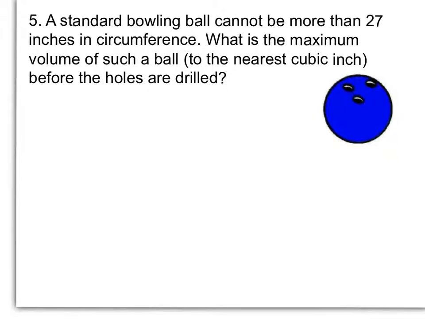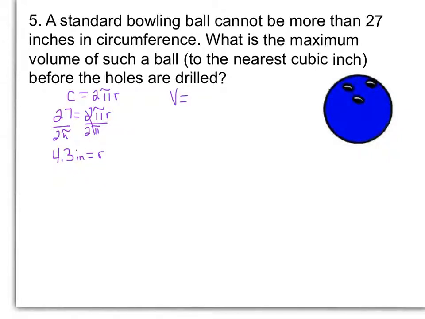In number 5, it says a standard bowling ball cannot be more than 27 inches in circumference. What is the maximum volume of such a ball to the nearest cubic inch before the holes are drilled? So remember, our circumference is equal to 2 times pi times the radius. So we first need to find our radius, and then we can find volume of the bowling ball. Our circumference is 27. That's equal to 2 pi r. If we divide both sides by 2 pi, we get that 4.3 inches is our radius.